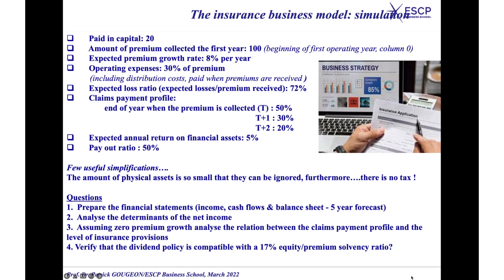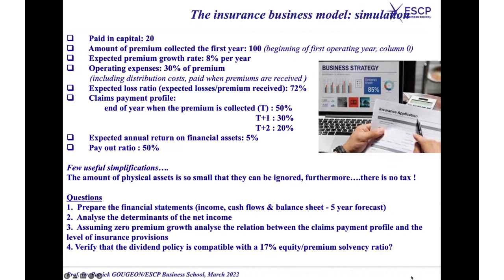Well, as I indicate here, a useful simplification. The amount of physical asset is so small. Well, actually, what do they need, insurers? They need computers and offices, okay? So let's assume, to make it simple, that offices are rented, everything is rented, so it will be in the operating cost. Why this assumption? To make it simple, to avoid having to deal with depreciation of equipment and so on. You know, that's not what I'm interested in.